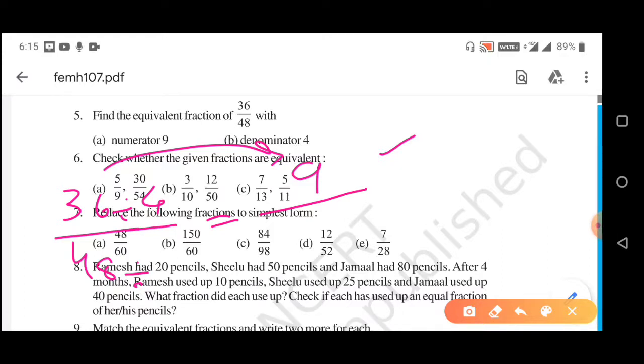If you are dividing the numerator by 4, you have to divide the denominator by 4 also. So here we will get 12. So the answer will be 9 by 12.